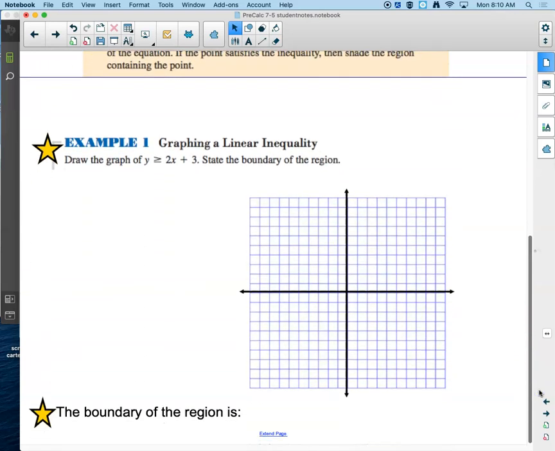Down here, we have graphing a linear inequality, and we want to draw the graph of y is greater than or equal to 2x plus 3 and state the boundary of the region. So again, they're saying pretend for just a second that it says y equals 2x plus 3 and figure out where to graph that. Well, this is in slope-intercept form. So we'd go to 3, the y-intercept of 0, 3, and then we'd use the slope to go up 2 and to the right 1, and as usual I'm going to do that several times and backwards to give myself something to aim at.